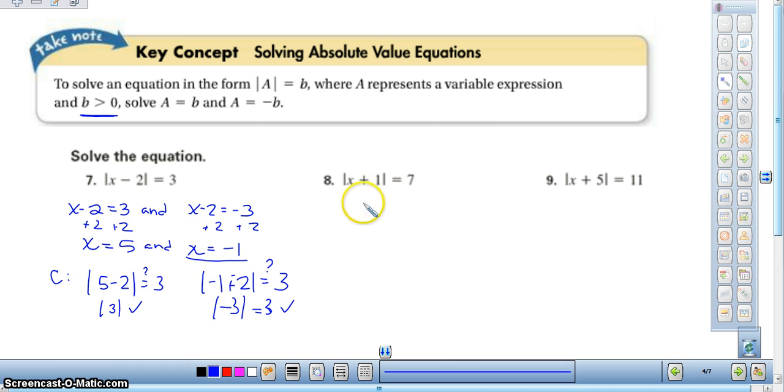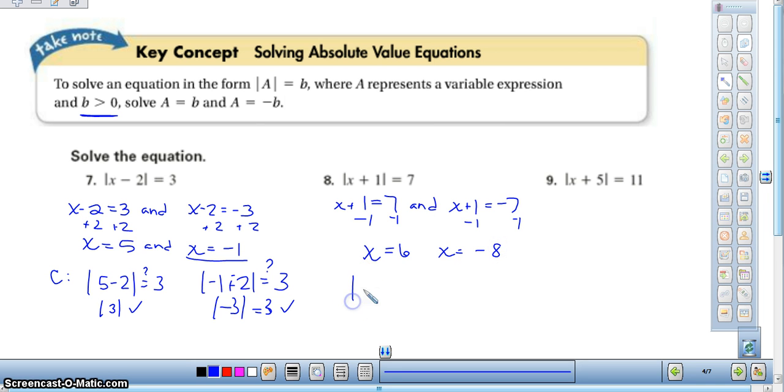So I'm going to do this next one. I'm going to show you how this looks. We are going to first start with writing our two equations, x plus 1. Everything stays the same inside here, just like it did here. Inside that absolute value, it stays the same. And we are also going to have it equal to the opposite. We are going to subtract 1. As you are subtracting 1, x is equal to 6, and x is equal to negative 8.